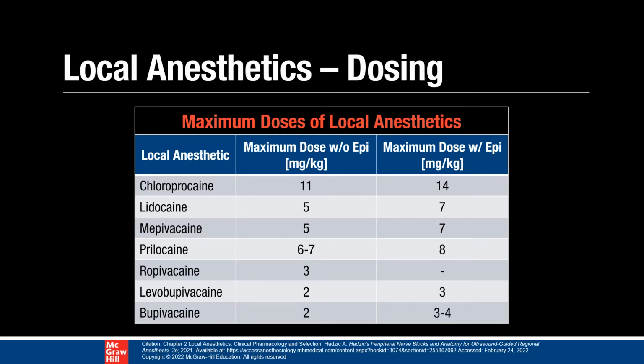Ropivacaine and bupivacaine are super potent, so we don't need really high concentrations to produce a big effect. So those tend to be smaller doses. And then actually, interestingly, ropivacaine is a vasoconstrictor, so adding epi doesn't really do anything to the max dose. So that's why that's a dash.